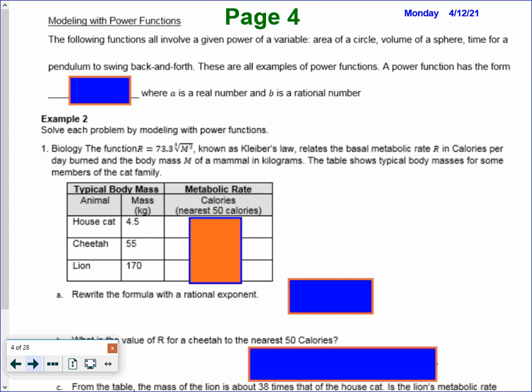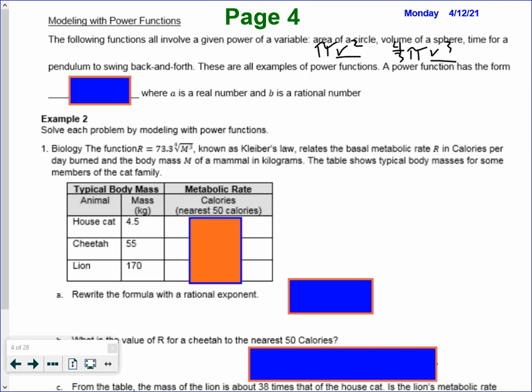All right, on this page here, we're talking about modeling with power functions. A power function is really just any function that has a power of a variable. Think of the area of a circle, which is pi r squared. The r squared makes it a power function. It's a product of numbers that has a power of a variable. We also have the volume of a sphere, which is, I believe, 4 over 3 pi r cubed. Something like that, but the point is, you have an r cubed somewhere in the formula, and that turns that equation into a power function.